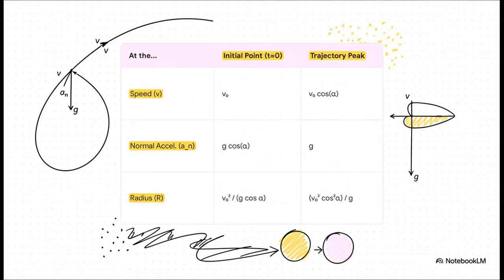So all we have to do is apply this formula at our two moments. Right at the beginning, the speed is v0, and the part of gravity's acceleration that's doing the turning is g times the cosine of alpha. But at the peak, things are different. The speed is slowed down to just its horizontal component, v0 cosine alpha. And at that exact moment, gravity is pulling straight down, which is entirely perpendicular to the motion. So we plug these different values into our formula, and we get our two different radii of curvature.